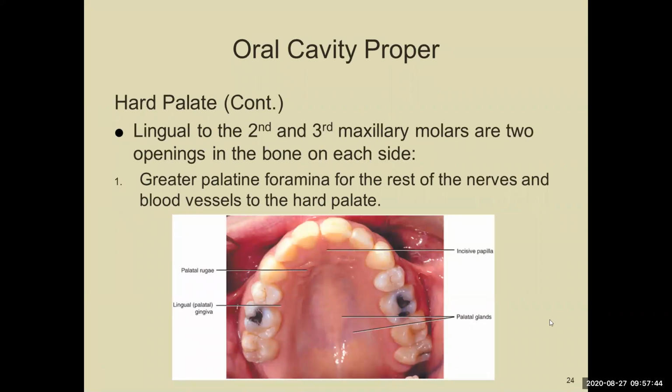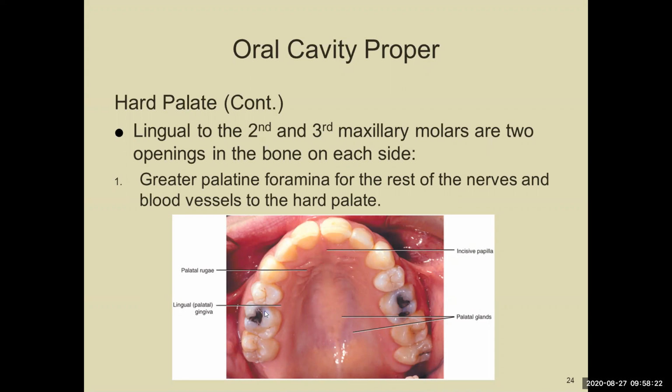All right, so this is the picture of everything that we've been talking about. So you also have a lingual to the second and third molars, 2 openings on the bone of each side. They are called the greater palatine foramina for the rest of the nerves and blood vessels of the hard tissue. Now, the nice thing is, this is your incisive papilla here. I've got a big honker of one here. So guess what this injection is called? It's called the incisive injection.